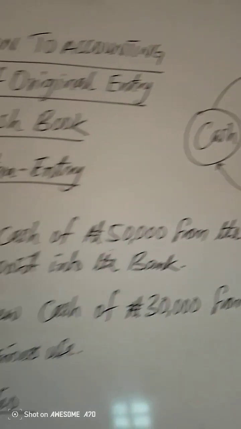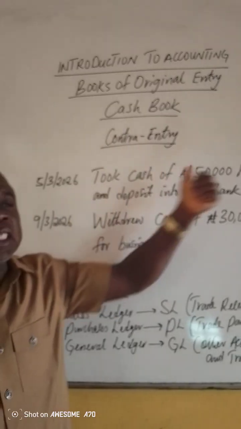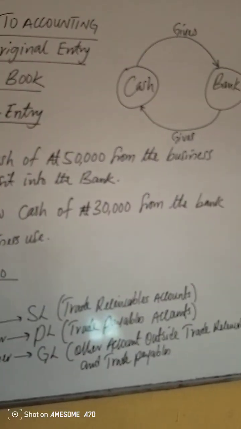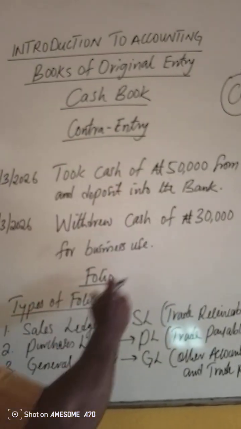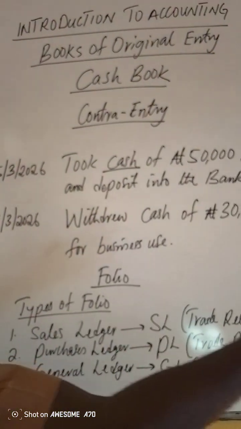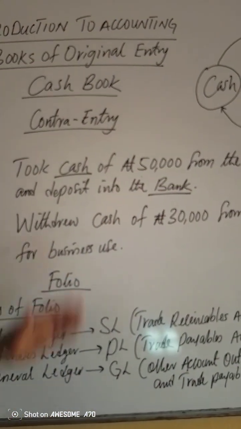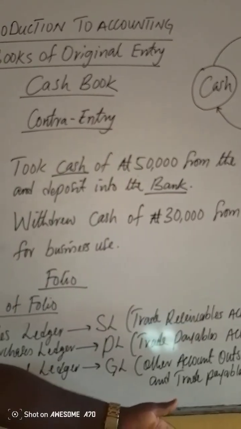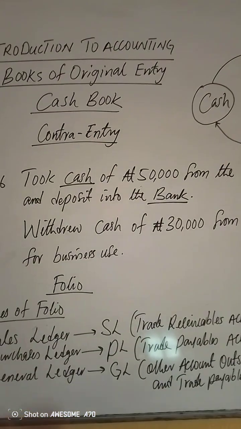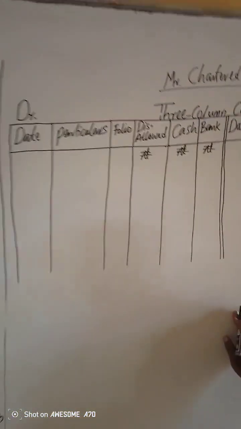So here, if we take money from the business to deposit into bank, which account is giving and which account is receiving? Here we say that if we take cash from the business to deposit into bank, cash becomes the giver. The business gives cash, and the bank is receiving the cash. So cash will be credited as the giver account, while bank will be debited as the receiver account. Let's see how we record it quickly in the three-column cash book.